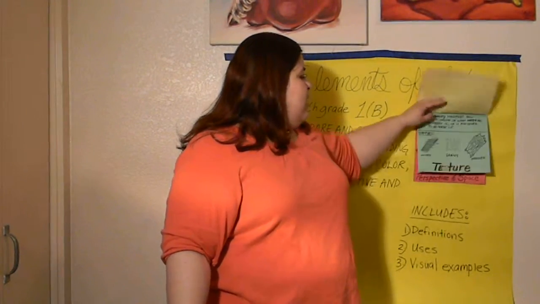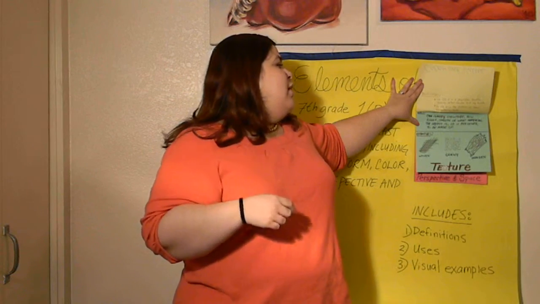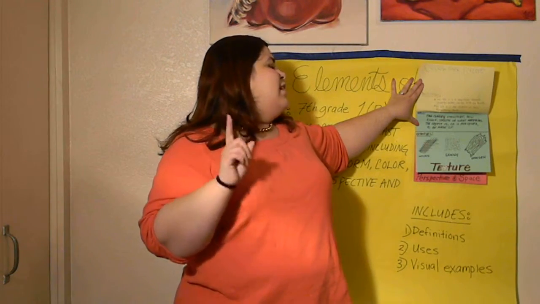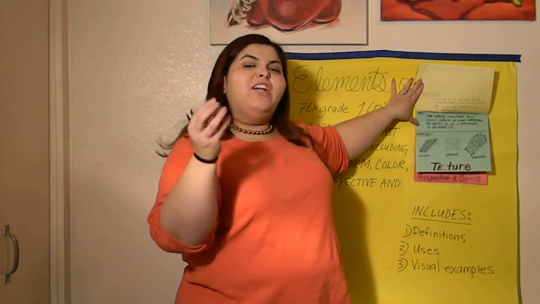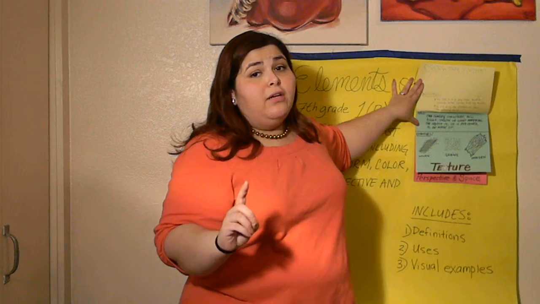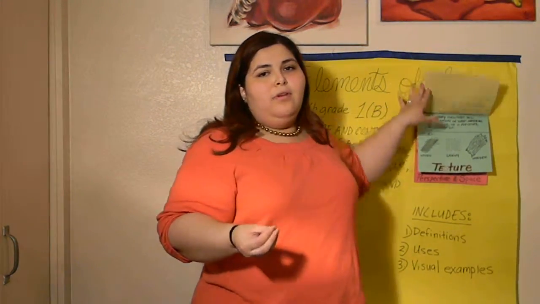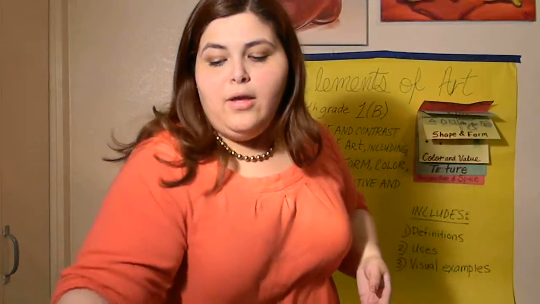The next element that we're going to be talking about is texture. By definition, in 3D, it is a physical tactile quality, what can be felt by touch. Or, in 2D, it is the illusion of how something feels. For instance, going back to our ball, you can feel the texture of the rubber bands. You can feel the spaces. That is texture.